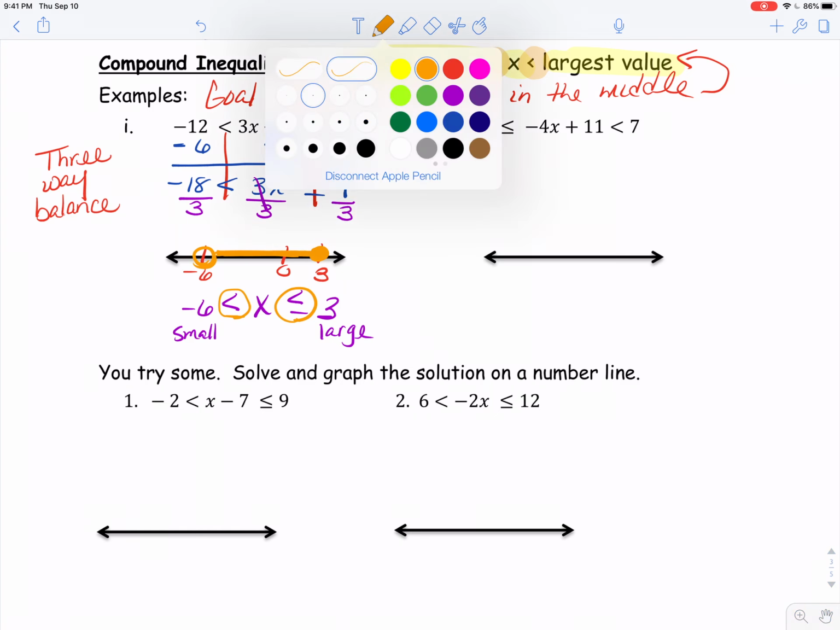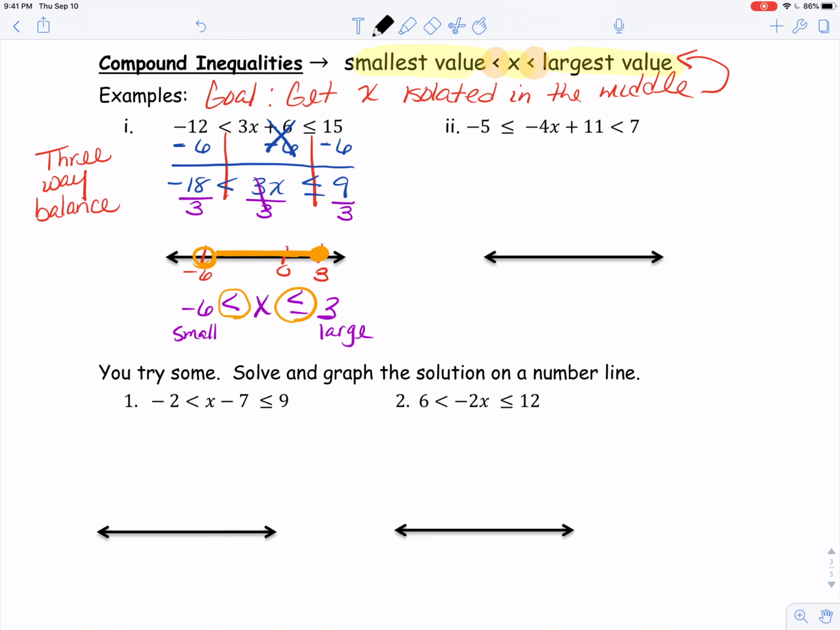Okay, let's do one a little more complicated. Let's do one with a negative coefficient. Again, we've got negative 4 times x, and we've got that x plus 11. So using SADMAP, the 11 has to go first. So do your three-way balance, use your integer rules. We still don't have x by itself, so we're going to go to the next step, divide by -4.